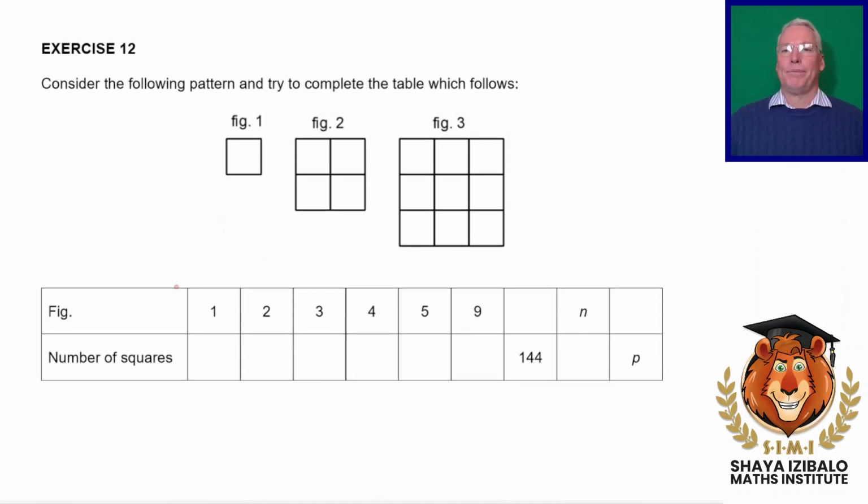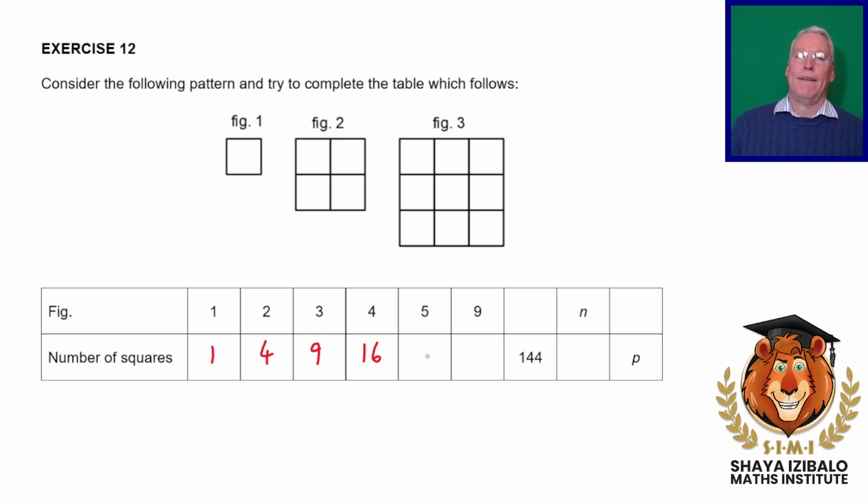Let's look at this one. How many squares in figure 1? Well, there's just 1. How many in figure 2? There are 4. How many in figure 3? There are 9. Right, without drawing it, can we work out what's the relationship? What are we doing to get from the bottom row to the top row? We are squaring. 4 becomes 16.